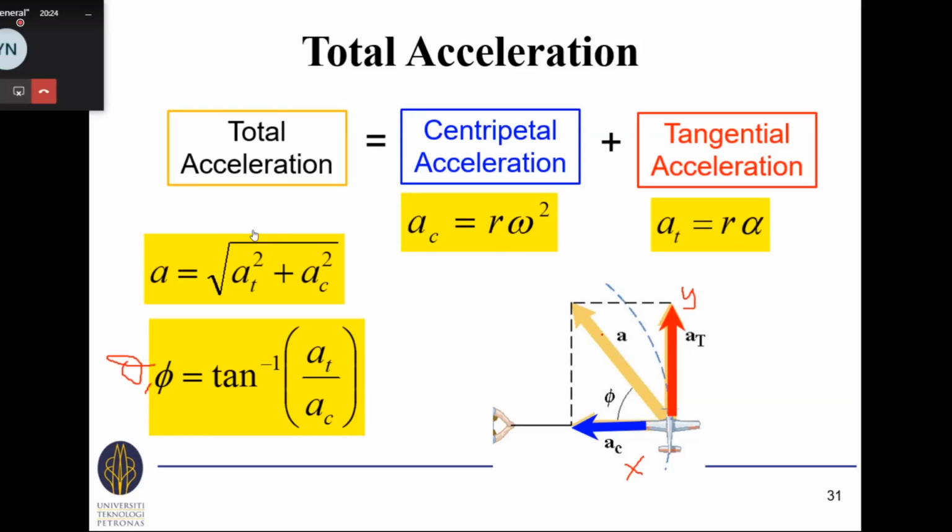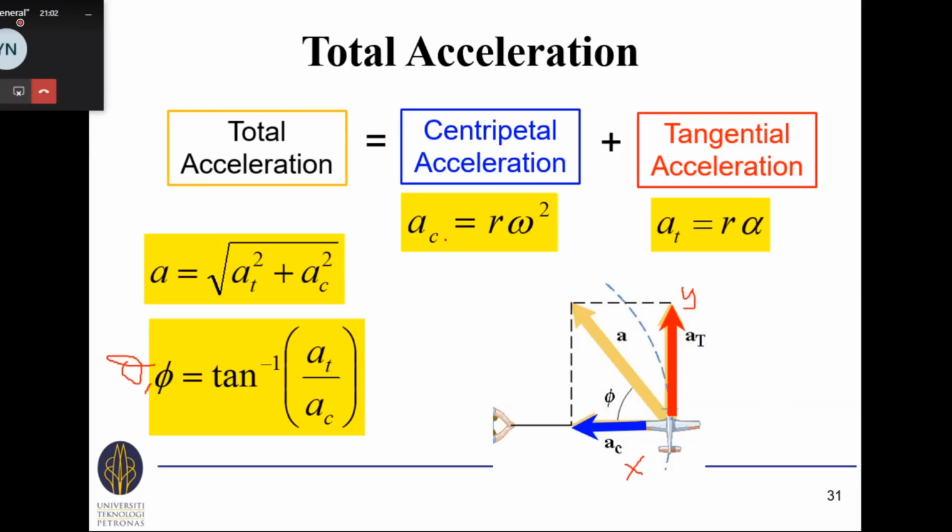AC is equal to R omega squared from just now, and AT is equal to R alpha, because AT is somehow on the y-axis and AC on the x-axis. The way to get A is just like how you calculate the magnitude of a vector: the square root of AT squared plus AC squared. When you use the inverse tangent of AT over AC, you get the angle, which is near the x-axis. Here the angle is written a little differently, but you can also just write it as theta.